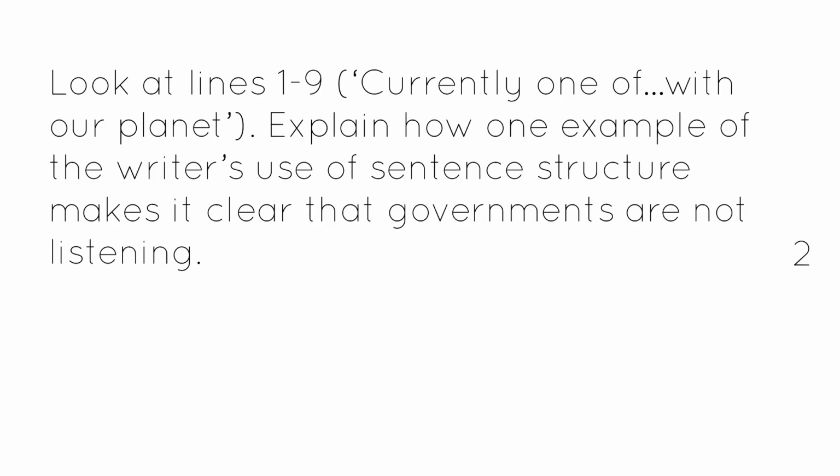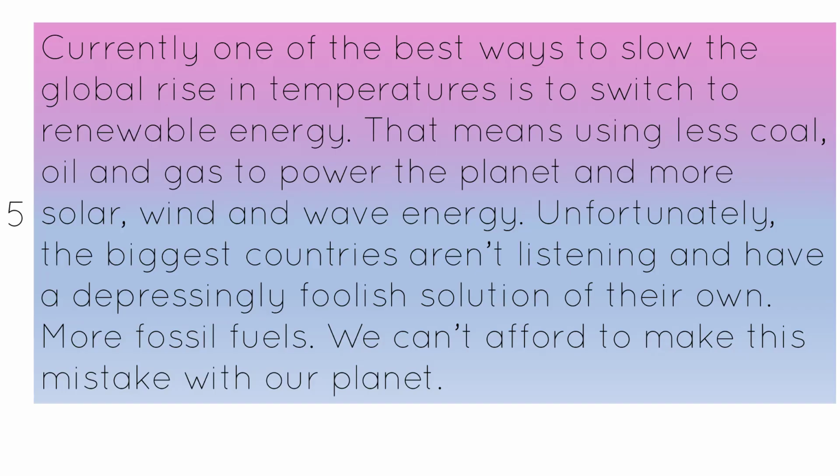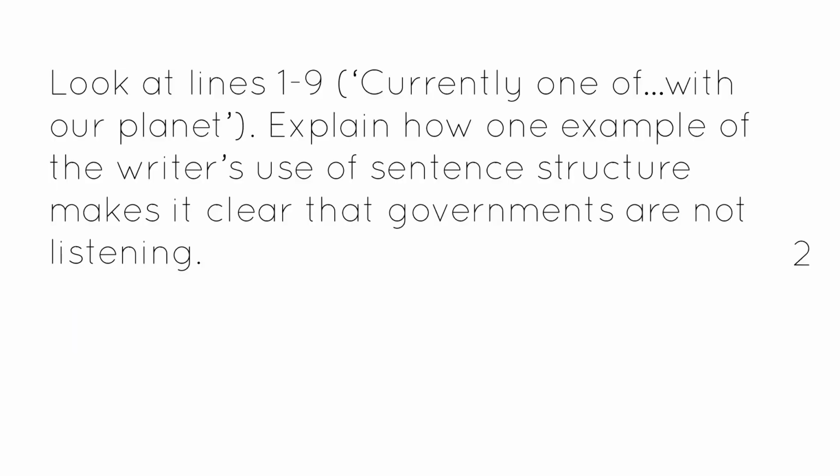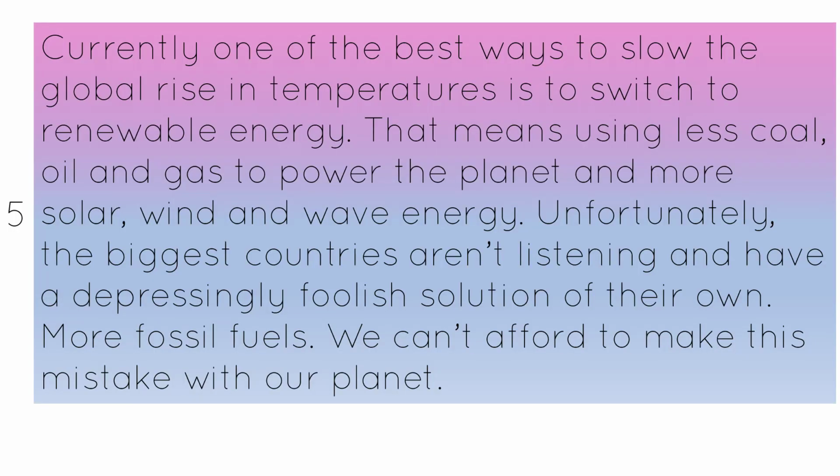So I go back to the passage. And you might have noticed there's 2 lists in there. So you've got a list of less coal, oil and gas, and then you have another list of more solar, wind and wave energy. Now, that's sentence structure. A list is a technique in sentence structure, but I can't use it for my answer because it's got nothing to do with the question. The question is saying that governments aren't listening. So the list comes before that point in the writer's argument. So we're going to focus again on short sentences for this. Have a look and see if you can see one.